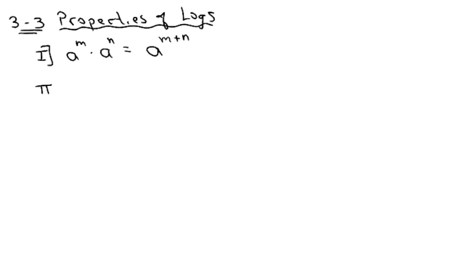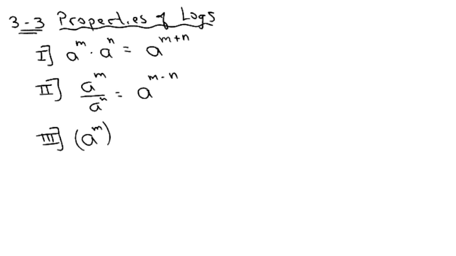The second rule is if you have them above each other, this is equal to a to the m minus n. And the third rule, I'm going to get this one right. A raised to the m raised to the n is a to the m n. This is when you multiply.